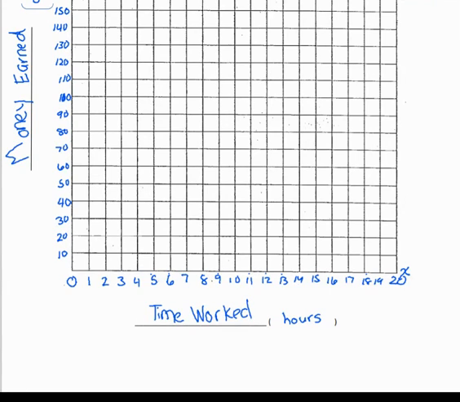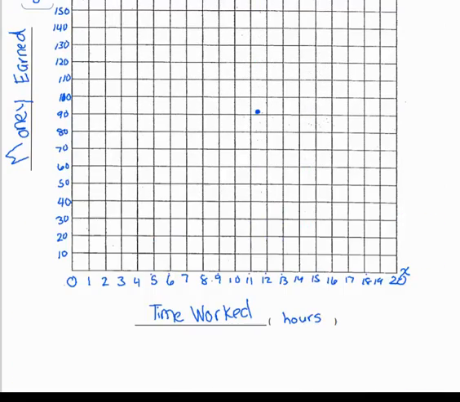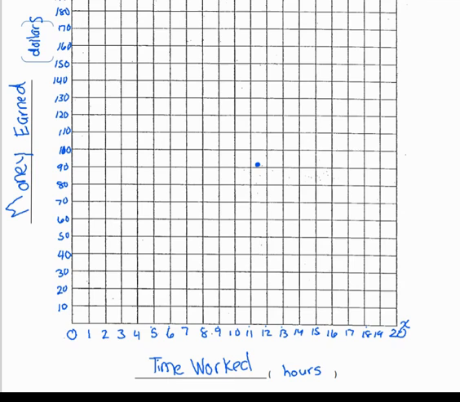Have we all plotted before? So here's my first point. 11 and a half is in the middle, and then 92 is slightly above the 90 mark. Okay, make sure we are plotting our points. Keep on going. Let's do the next one. The next one is 20, 160. So we go over to 20 for the time worked and up to 160 for the earnings.